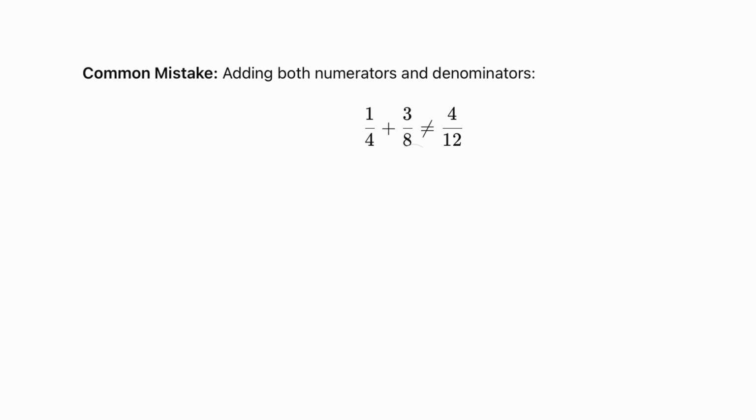Here is a common mistake to avoid. When adding fractions, don't just add numerators and denominators directly. Like here in this example, I mistakenly added 1 plus 3 to get 4, and then 4 plus 8, which were in the denominator, to get 12. So this answer is wrong. So never make this mistake.